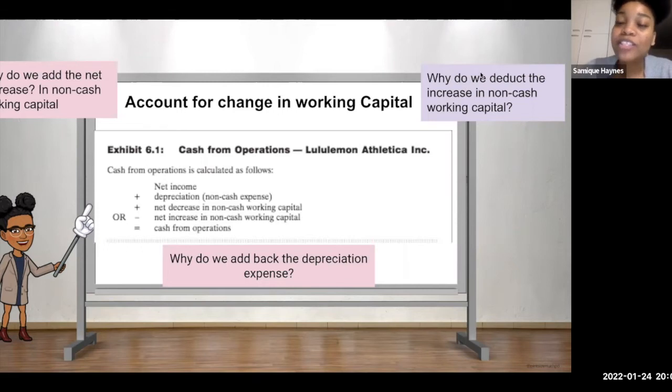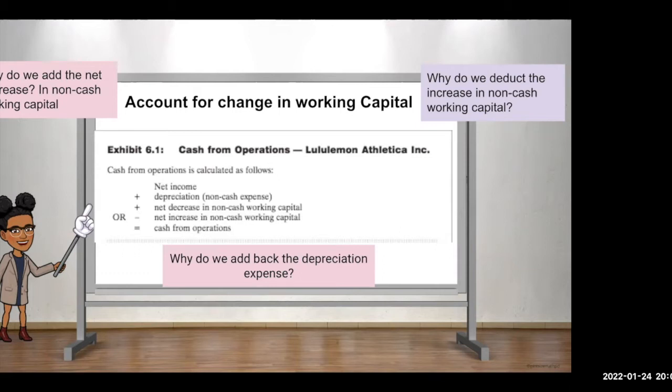Does anyone else here think they understand why we add back the depreciation and would like to use your voice to give somebody else maybe just different words, to see if maybe you are able to explain it better than I am? Go ahead, Sally.